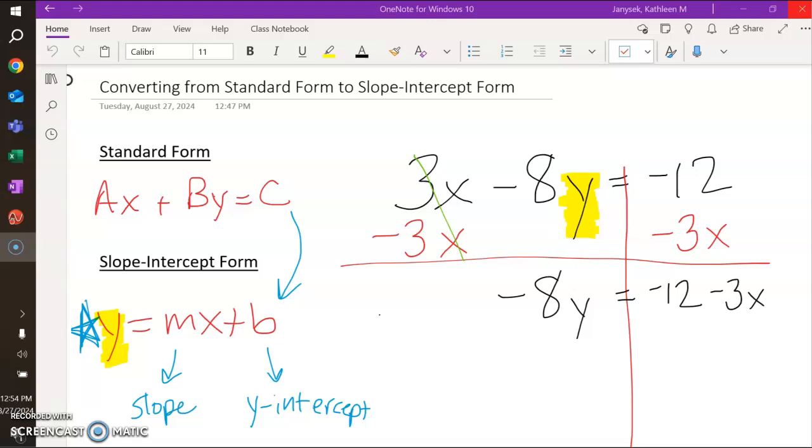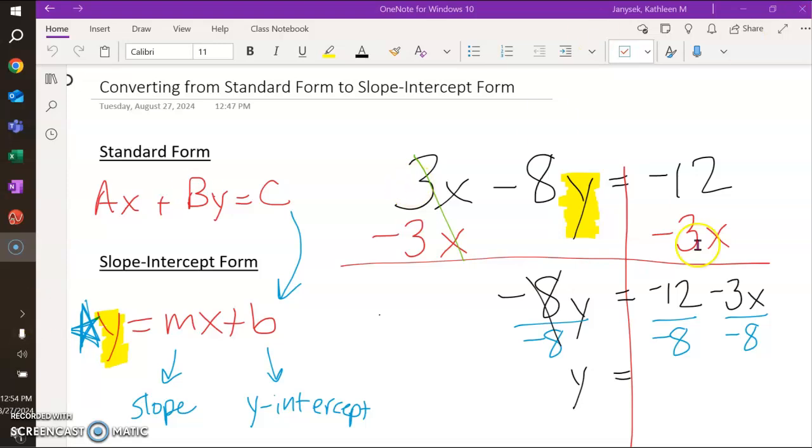Now we're almost done. There's still that negative 8 in front of the y, which means negative 8 times y. So the opposite of that would be to divide everything by negative 8, and I mean everything. All three terms get divided by negative 8. So the negative 8's will cancel, leaving us with just y, yay.